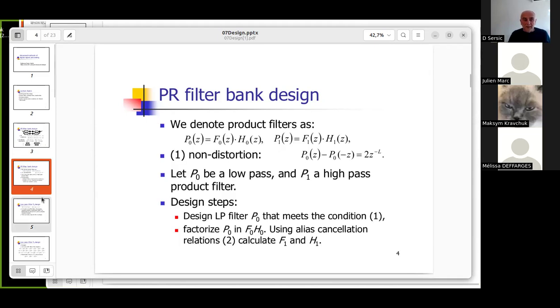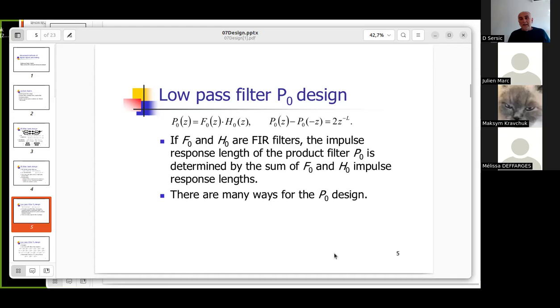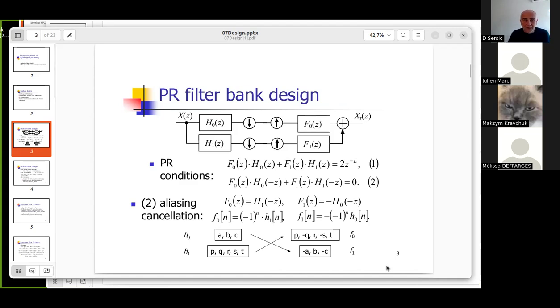So let's start with an example. It is a very, very often choice that the filters are of finite impulse response. Even that example from slide number 3 had filters with finite impulse response. H0 had only 3 samples of the impulse response. F0 had 5 samples of the impulse response. It was definitely a finite number.